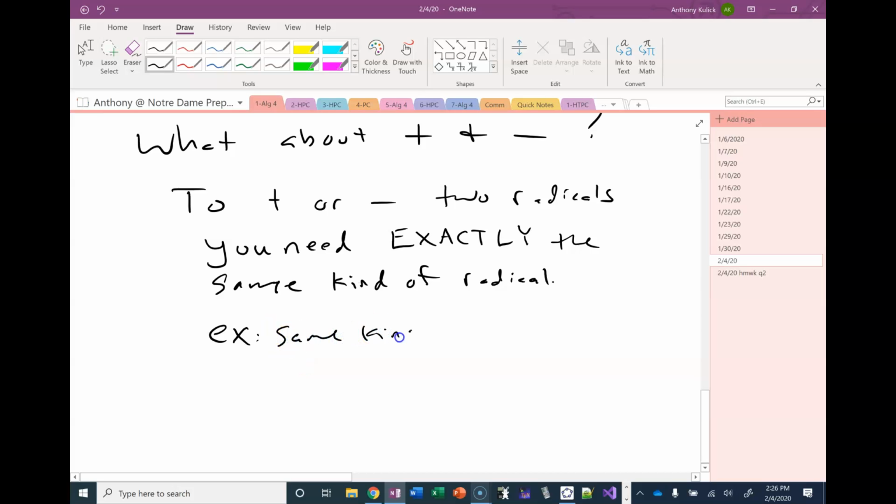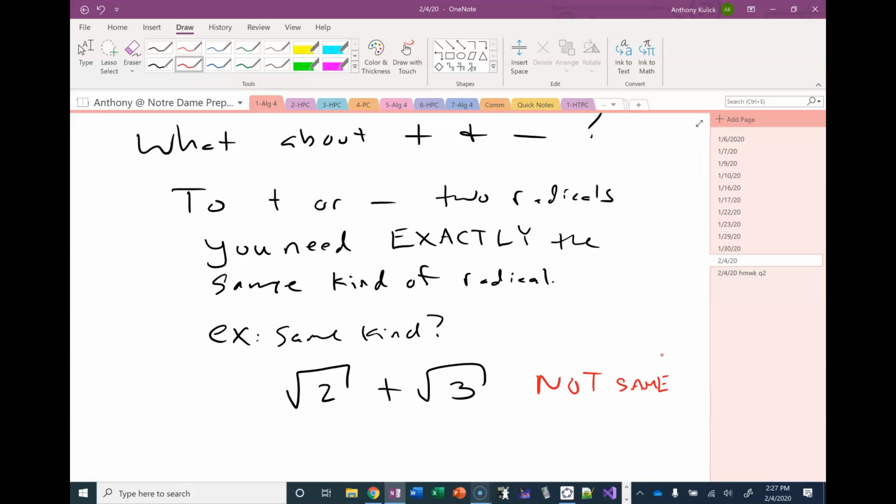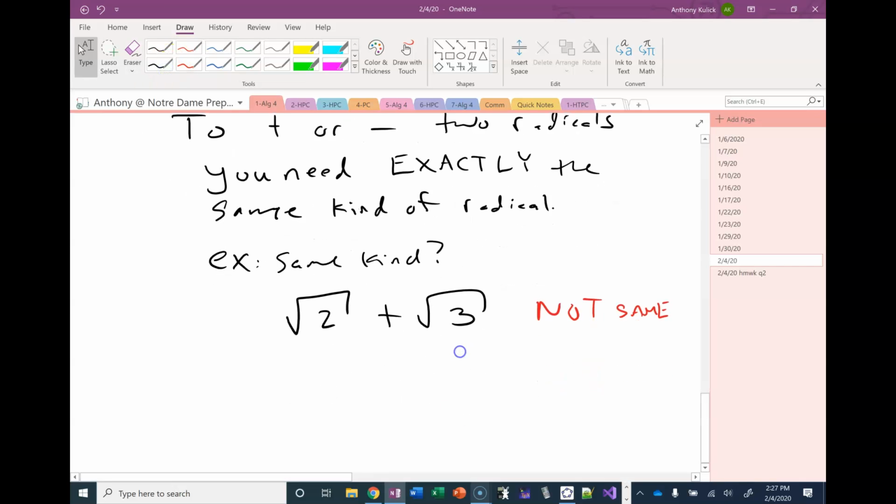So what do we mean by same kind? Let's just demonstrate here by example. Okay? So square root 2 plus square root 3. Is that the same? Nope. Why is it not the same? One of them's the square root of 2, the other's the square root of 3. Okay with that? They're not exactly the same.